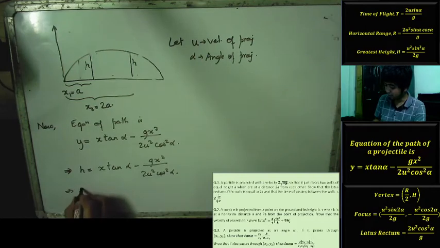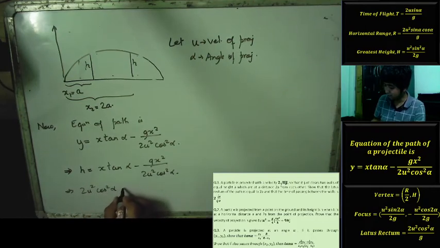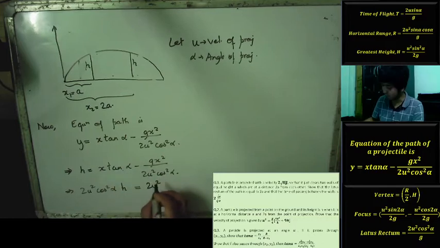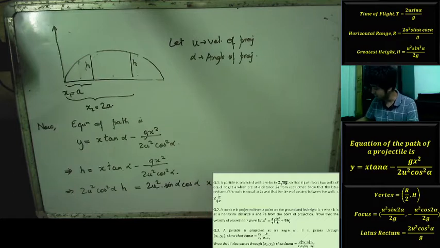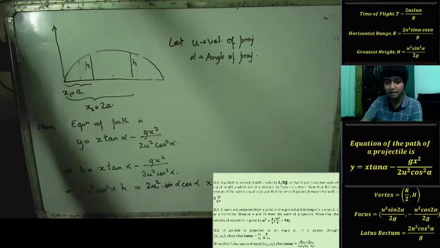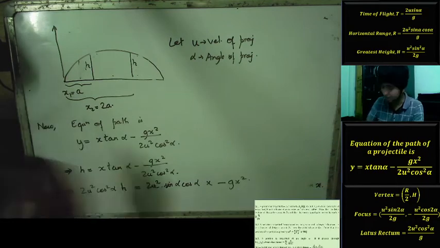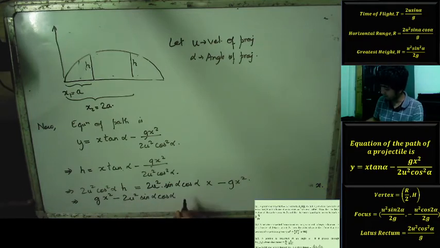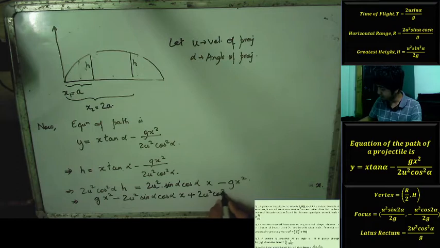Now we can multiply through by 2u squared cos squared alpha. So h times 2u squared cos squared alpha equals 2u squared cos squared alpha times tan alpha x minus g x squared. Tan alpha we can write as sin by cos, so we have sin alpha cos alpha x minus g x squared. Taking everything to this side, you will have g x squared minus 2u squared sin alpha cos alpha x plus 2u squared cos squared alpha h equal to 0. So this is what we are having.